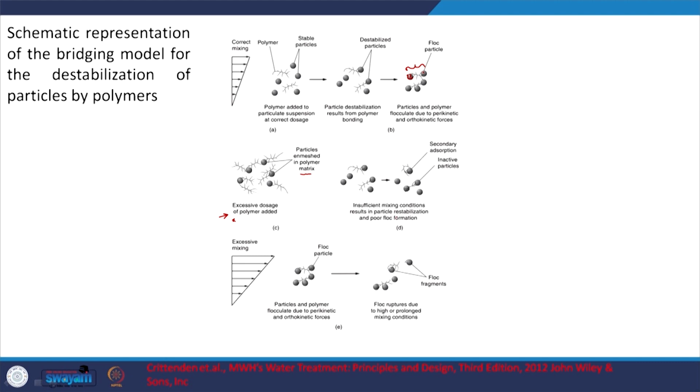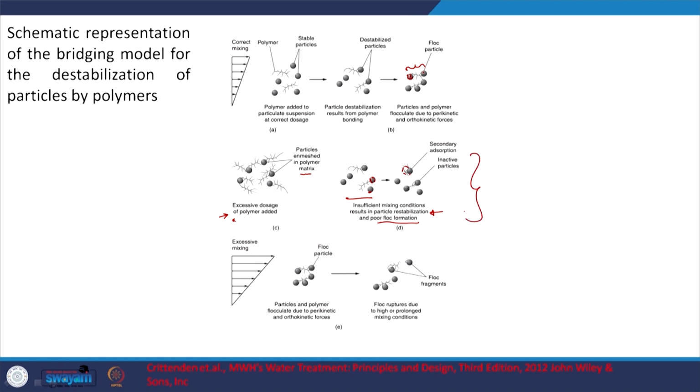And if I don't mix it well enough, what's going to happen after some time? Let's say this is the initial case. My polymer has come and adsorbed onto one of the particles, and because of poor mixing it is not able to form a bridge with another colloid. So what is going to happen after some time? It is going to be adsorbed onto the same colloid, and we have particle restabilization, leading to poor flock formation. That is something to keep in mind, right.